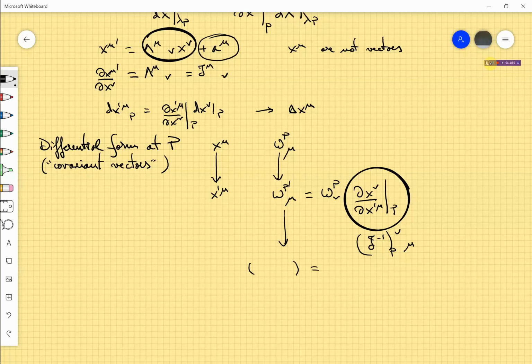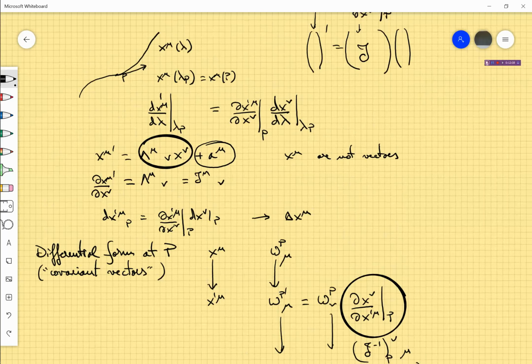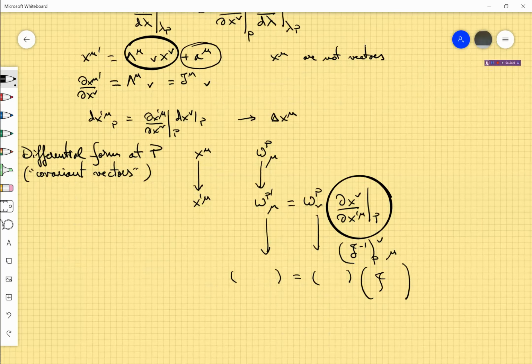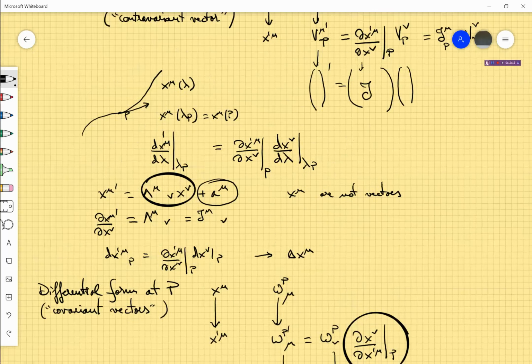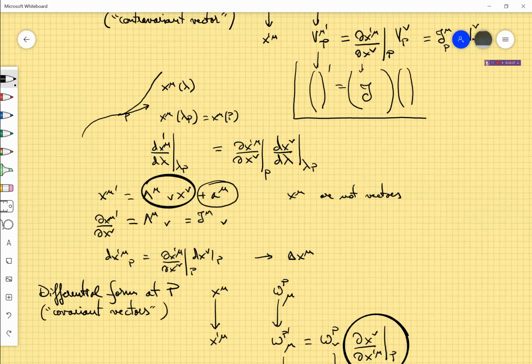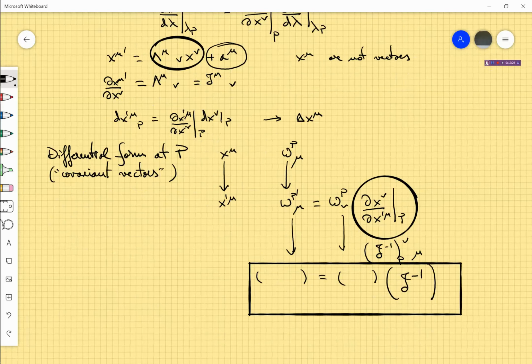So this transformation rule we would express in this way: as a row vector, another row vector multiplying by the left a matrix, and if in the previous case the matrix is J, in this case this matrix is J minus 1. This is the contravariant law of transformation, and this is the covariant law of transformation.